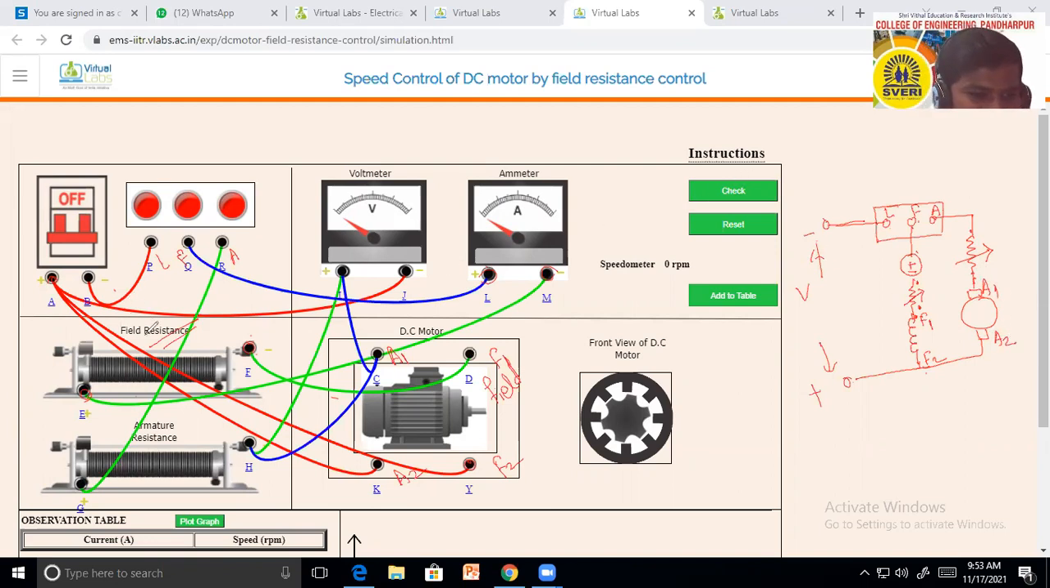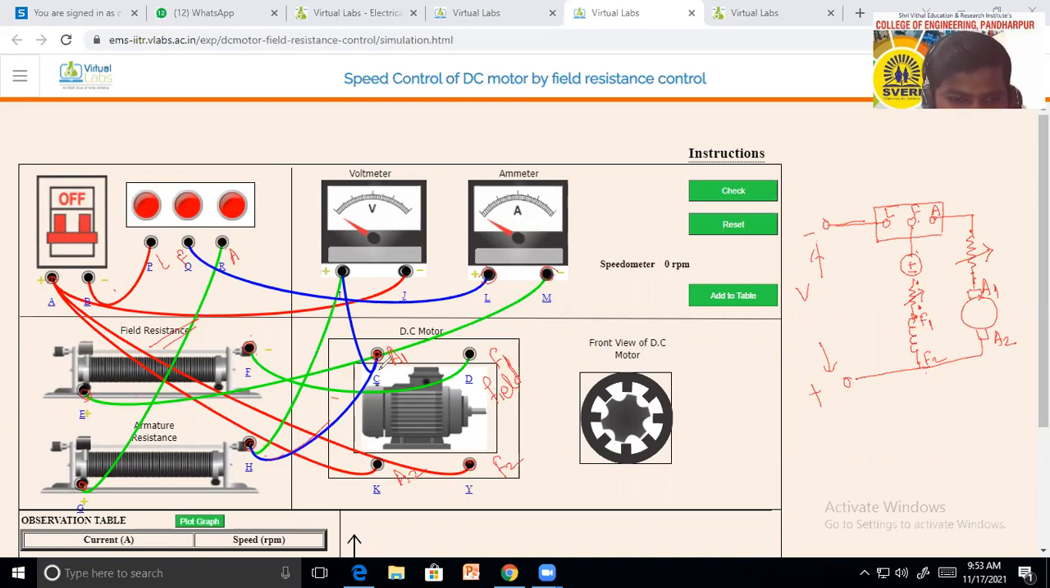See, look at the connection now. This one is the A terminal. A of the starter can be connected to one terminal of the rheostat. The next terminal of the rheostat, this blue line, can be connected to A1. Okay, it is connected to A1.